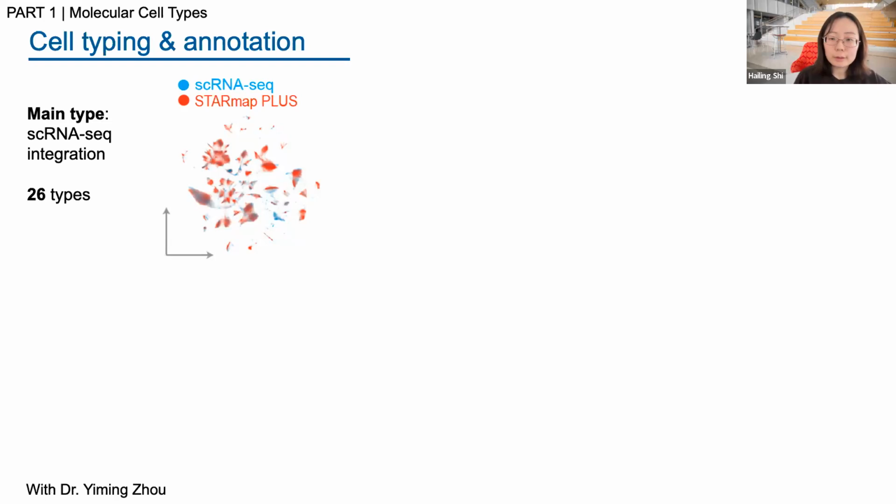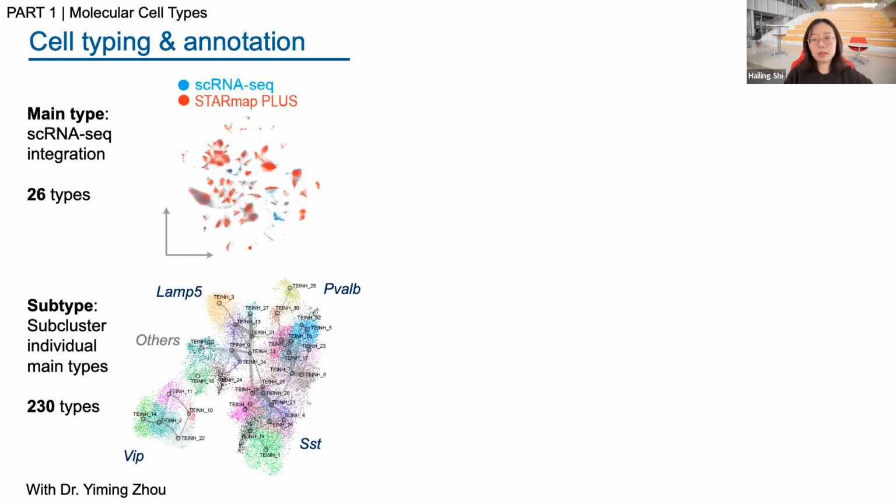We perform the two-layer cell typing at the main cell type level. We integrate with a single-cell RNA-seq dataset from the Linnarsson lab and perform label transfer to align with the published cell type nomenclature. And we get 26 different main cell types. And then for individual main cell types, we perform further Leiden clustering, resulting in 230 subtypes. And here's an example of the cerebral cortical inhibitory interneurons. We were able to identify all major categories of interneurons with canonical markers such as VIP, SST, and LAMP5, and a finer diversity within each category.